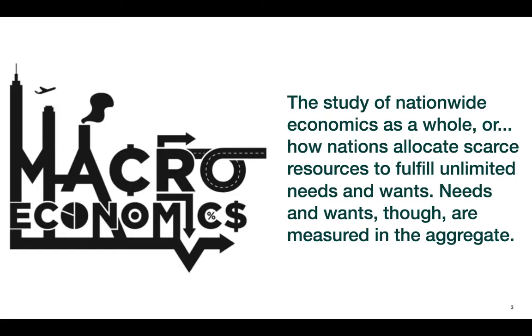So first things first, we need to talk about a definition. Much like your Paper 1 Part A's before, you had to give me a rough definition of what your micro definition would be. Here's your macro. You can use this, or you can come up with your own: the study of nationwide economics as a whole, or how nations allocate scarce resources to fulfill unlimited needs and wants. Needs and wants, though, are measured in the aggregate. If you were going to use this, I wouldn't use the very last sentence. But we're going to talk about what that aggregate means, specifically more after spring break.